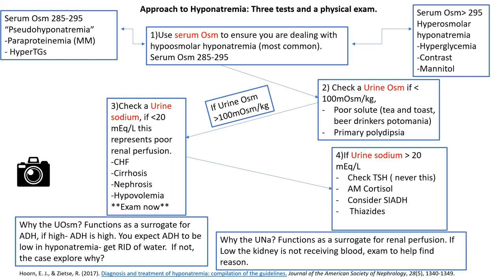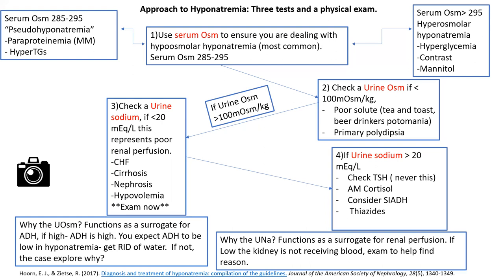Cool? Awesome. So that's the most often time that we'll see an elevated serum osm. We'll sometimes see a normal serum osm. Anybody have any idea about that and why that happens? I like it. I see a lot of squinting, which tells me that you're really thinking about it, but I'm just having trouble recalling. So this is actually what we call a patient with pseudo hyponatremia.